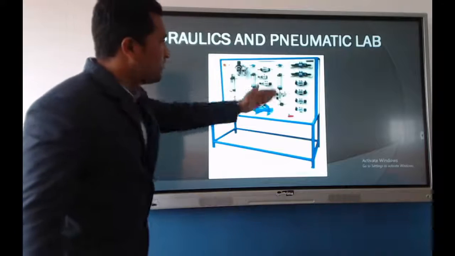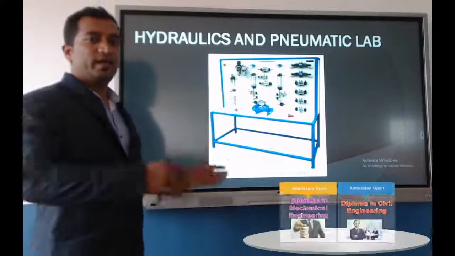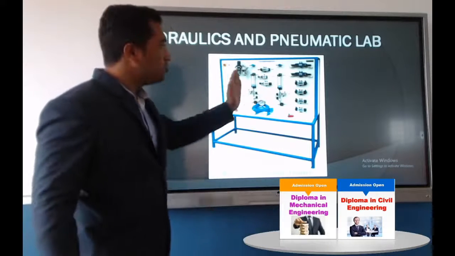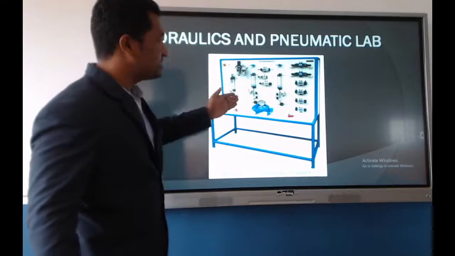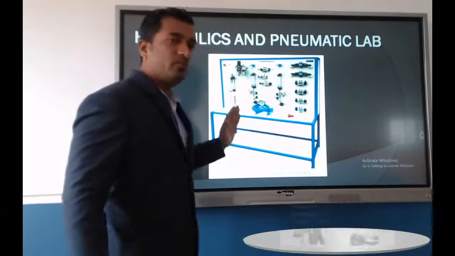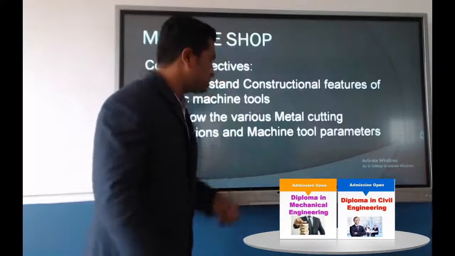Next, now this is the pneumatic kit. Now in the pneumatic kit, nowadays it is very much used in all fields. Now how to use those things, what are these things, what are cylinder, what are piston, what are control valve, all these things we are going to study in hydraulic and pneumatic lab. Very interesting these topics are.